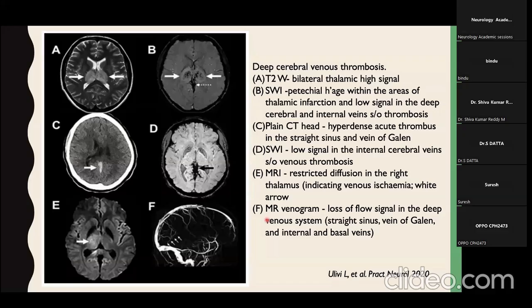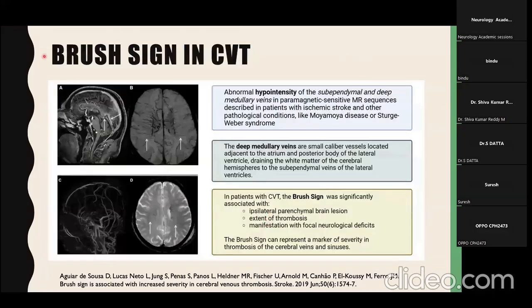This is regarding one sign, the brush sign in CVT. This is also seen in SWI sequences, where we can see abnormal hypointensity in the subependymal and deep medullary veins, and the subependymal veins, which run parallel to this. These veins normally drain the white matter, and due to the thrombus there can be hypointensity in them, leading to the appearance of a brush.